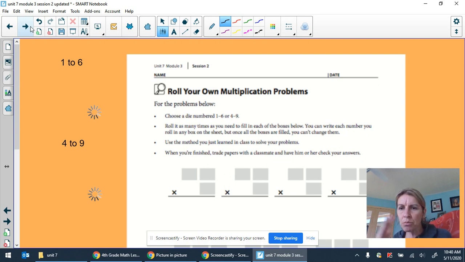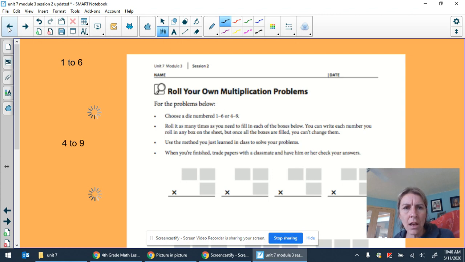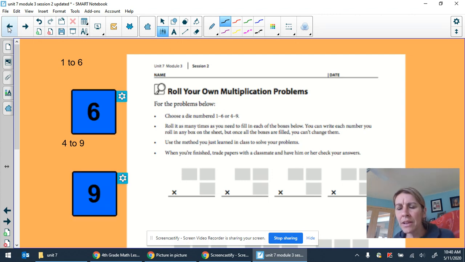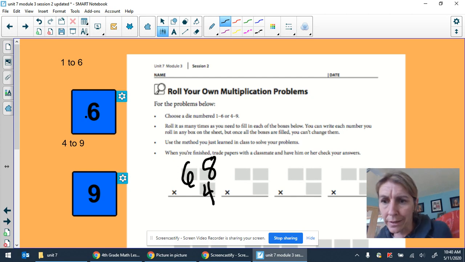So I'm going to take you through that. With the roll your own multiplication, if you wanted to play, just roll the dice or write in some numbers in here, like a 6, an 8, and then maybe a 4, and just practice. The reason we have the dice involved is because it mixes up what numbers you use. That's all the roll your own multiplication problems. You can just write in some numbers.